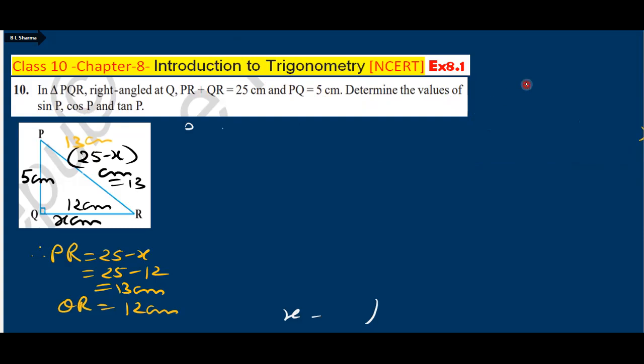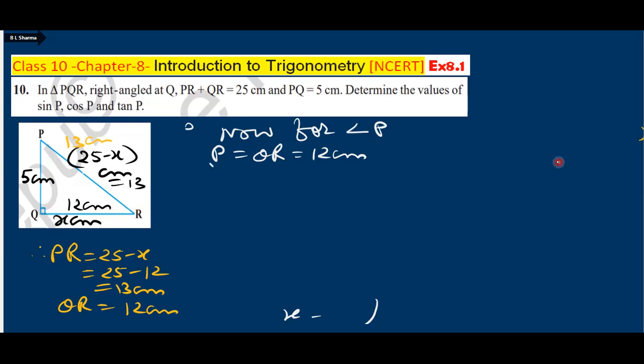अब हमें देखना पड़ेगा, now for acute angle P, perpendicular is QR, that is 12 centimeter, because the side just opposite to the angle under consideration is perpendicular. हमें angle P consider करते हैं तो उसके सामने वाला साइड QR perpendicular होगा और that is 12 centimeter.